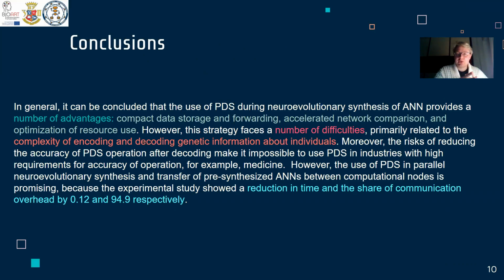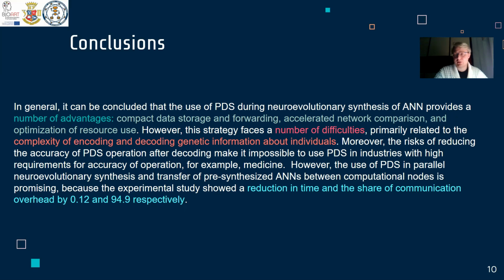So what can we say as a conclusion of all this? Yes, using a probabilistic data structure during neuroevolutionary synthesis demonstrates not bad results and has some advantages: compact data storage and forwarding, a real speed-up during the compression of neural nets, and some level of optimization of resource usage. But we have a list of difficulties, and these difficulties can be explained by one cause: the complexity of coding and encoding the information about neural nets, in our case the genetic information of neural nets.